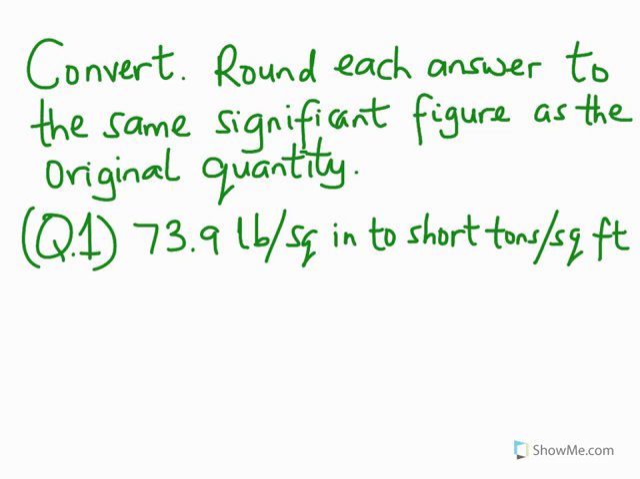73.9 pounds per square inch to short tons per square feet. As you can see, the unit they gave us is pounds per square inch, and they want us to convert to short tons per square feet. You know that another name for short ton is net, N-E-T.